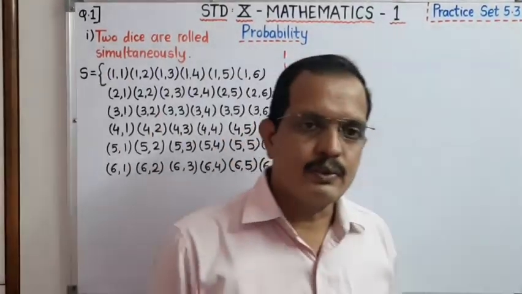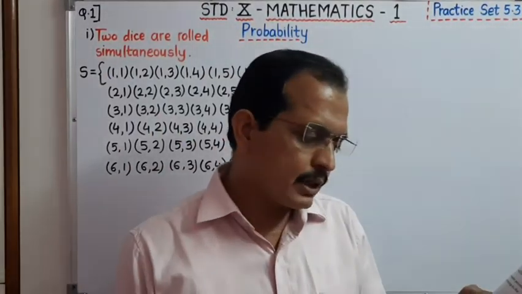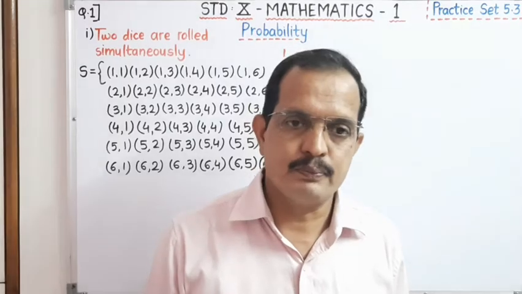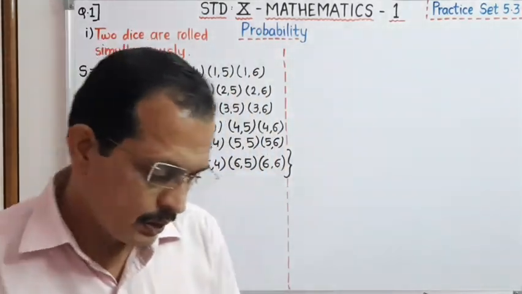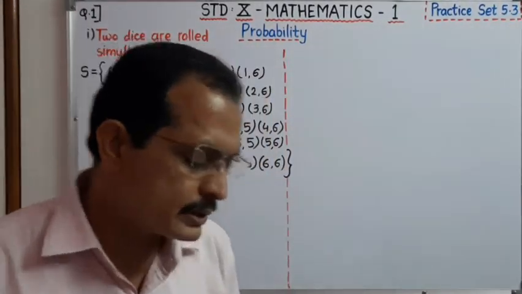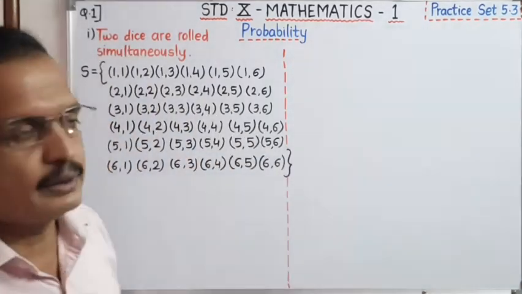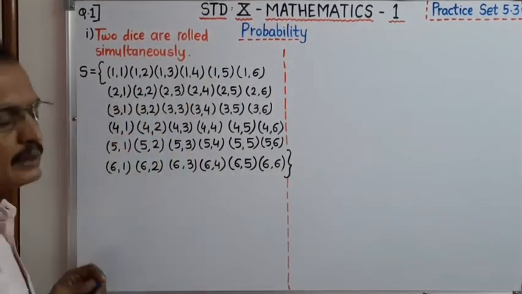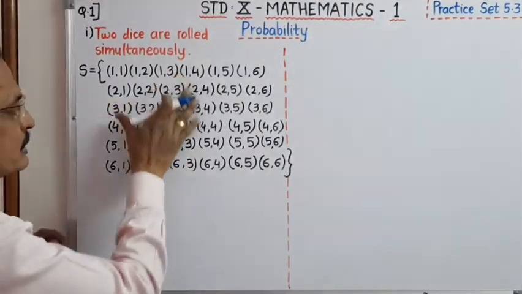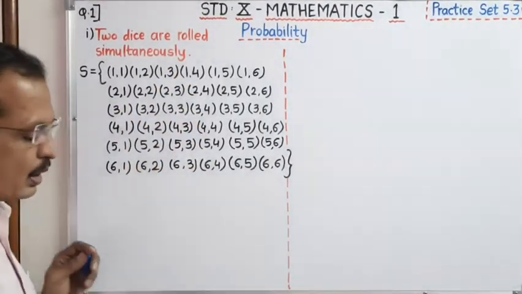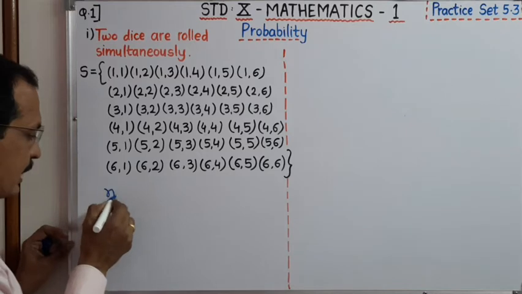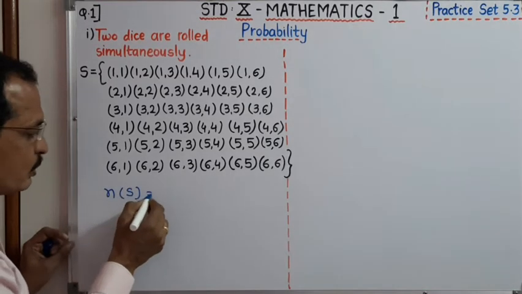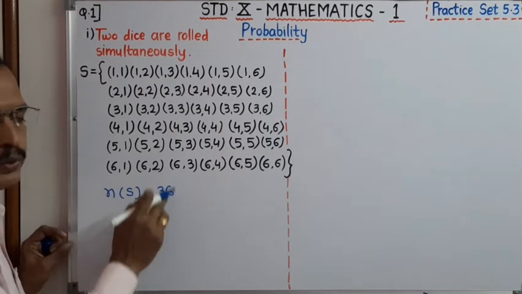Now see the second question. Two dice are rolled simultaneously. Dear student, the experiment is that two dice are rolled simultaneously. Sample space, all of you know. The number of elements in the sample space is n(S) equal to 36. All of you know that.